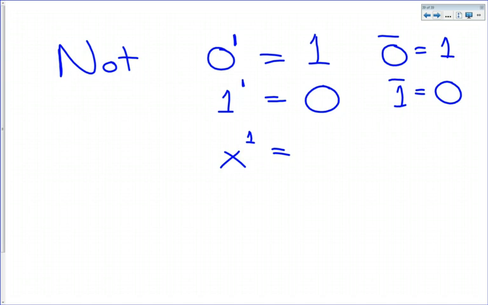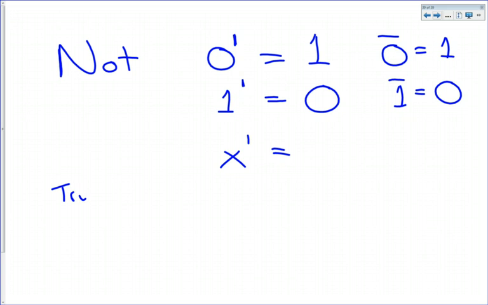Okay? Whoops, that's not supposed to be a 1. Okay? So there, I don't know what x is. x is going to be either a 1 or a 0. Whatever x is, its NOT will matter. So what I can start with right here is what's called a truth table.